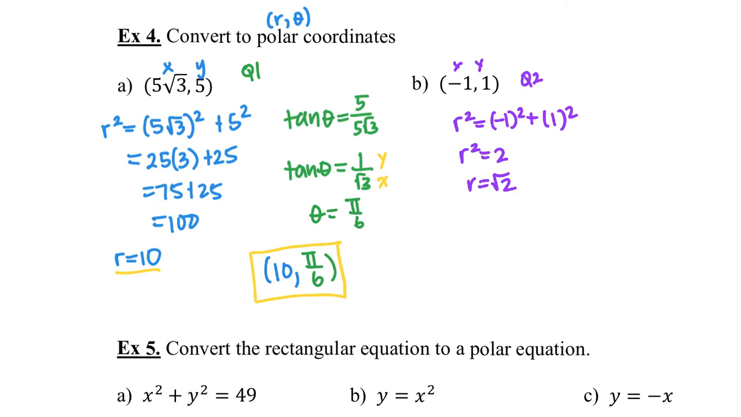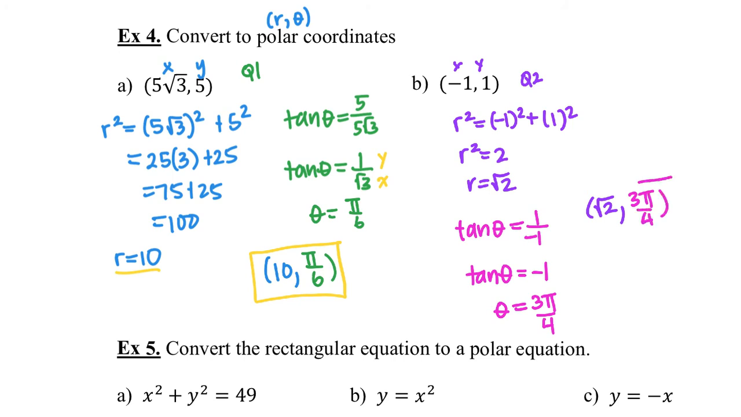Let me find theta so I can complete my ordered pair, or my polar coordinates. So the tangent of theta equals y over x. That's going to be at one of those: pi over 4, 3 pi over 4, 5 pi over 4, 7 pi over 4. So if I'm in quadrant 2, that must be at 3 pi over 4. So for my polar coordinates, I'm going to do r, theta, where r is root 2 and theta is 3 pi over 4. And again, not unique, but this is the most straightforward answer.